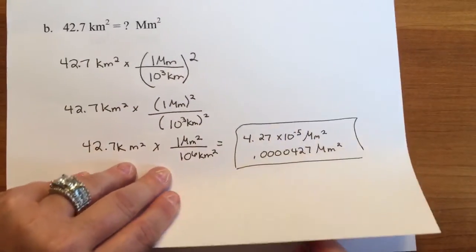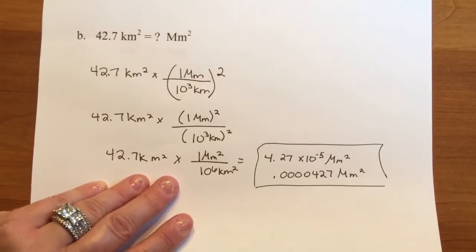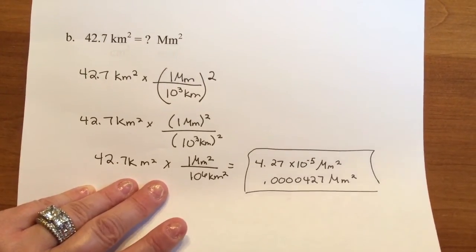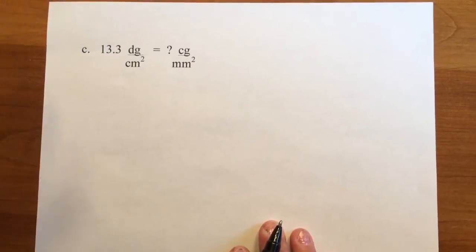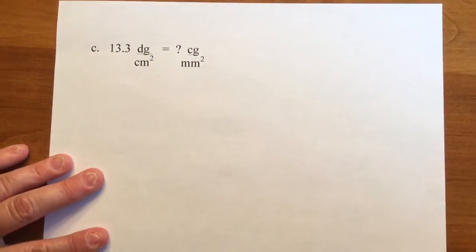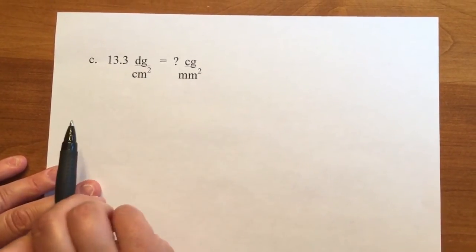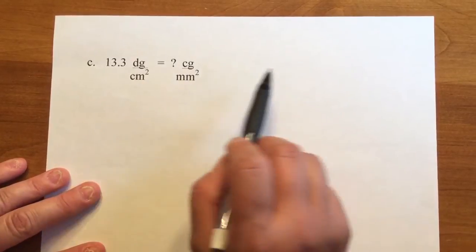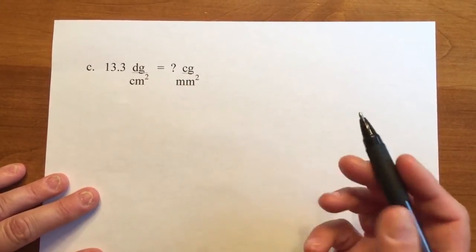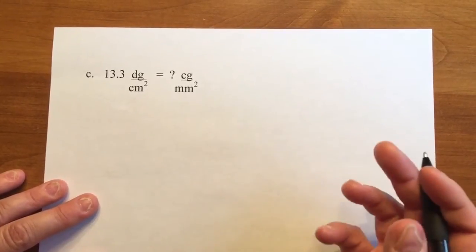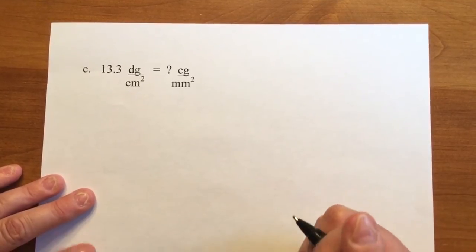So let's look at one last example. This is using a combination of both the exponent procedures that we're learning right now, as well as the fractional problems that we did previously today. We have 13.3 decigrams per centimeter squared is equal to how many centigrams per millimeter squared, or squared millimeters. We're going to do it the way we did the previous problems, and we're going to take it in 2 parts.